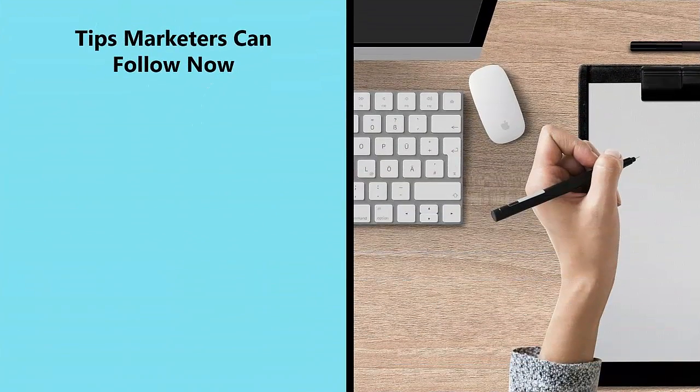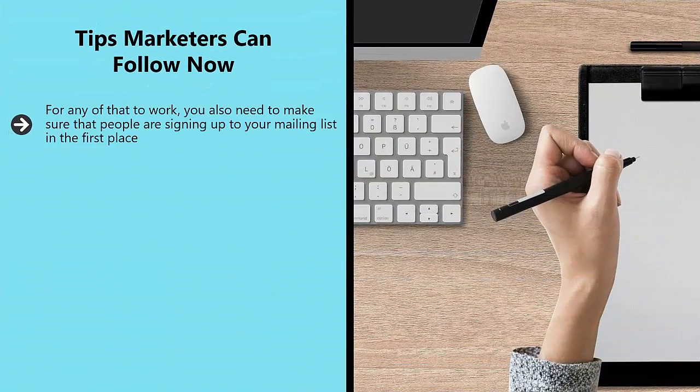Tips marketers can follow now. For any of that to work, you also need to make sure that people are signing up to your mailing list in the first place. Again, this will help us to prepare for the AI-powered future. There are a few ways you can encourage this.